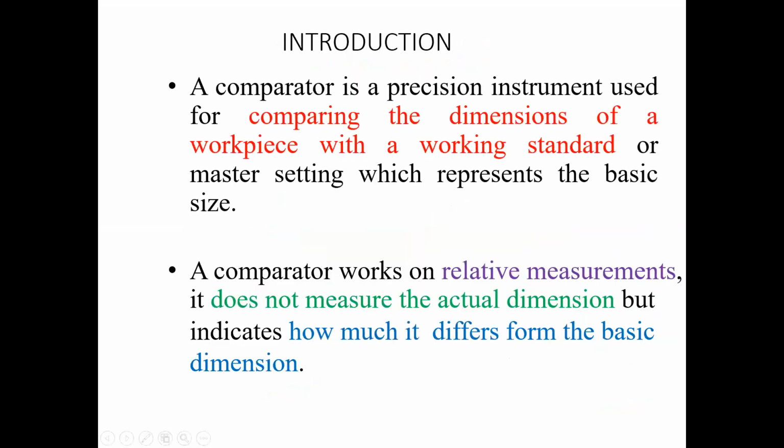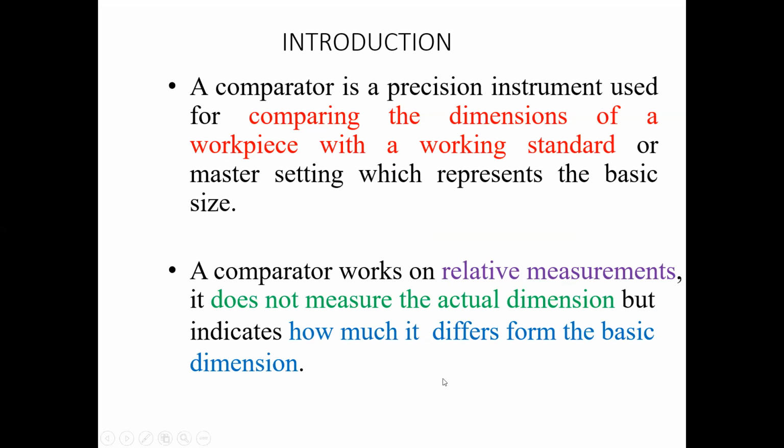Next, what is the introduction to the comparator? What is the comparator? Simply, it is a precision instrument used for comparing the dimensions of a workpiece with a working standard, or master setting, which represents the basic size. We are always going to compare the dimension of the given workpiece with a standard work part. The standard means the master slip gauges. Always you compare the given workpiece dimension with the standard, and you simply get the difference between those two pieces, the master piece, the standard piece, and the work piece, right?